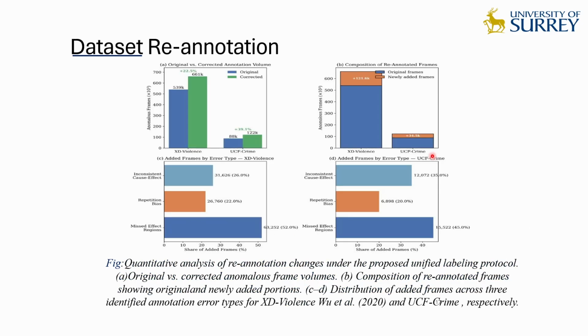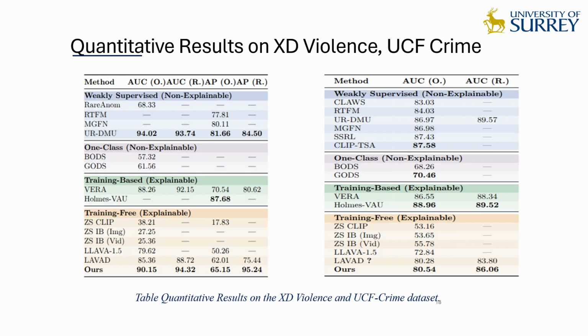These are the statistics of our re-annotated dataset. There is a 22.5% increase in the number of anomaly frames added to the XD-Violence dataset, and similarly 39.1% for the UCF-Crime dataset. And this is the number of repetition bias and inconsistency cause-effect frames that have been added to the newly re-annotated dataset.